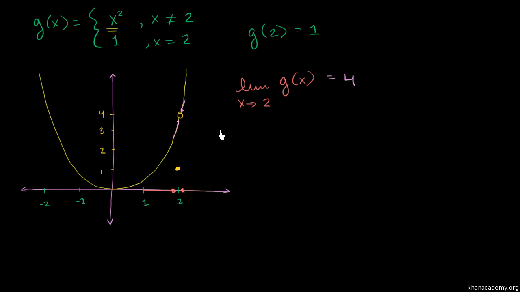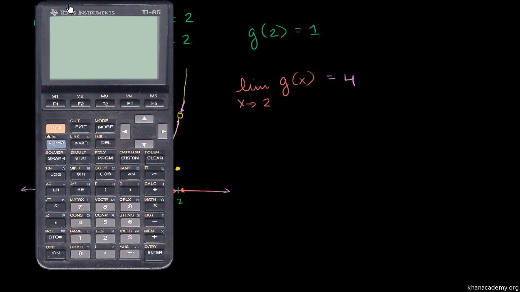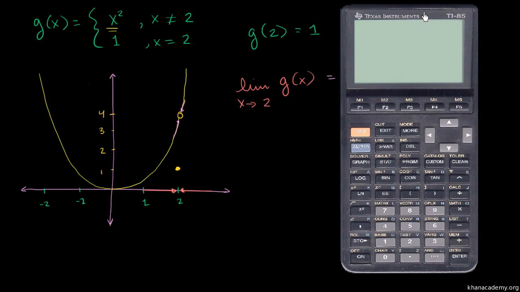And you can even do this numerically using a calculator. Let me do that, because I think that will be interesting. Let me get my trusty TI-85 out. So here is my calculator. And you can numerically say, okay, what's it going to approach as you approach x equals 2? So let's try 1.9. For x is equal to 1.9, you would use this top clause right over here. So you'd have 1.9 squared. And so you'd get 3.61.